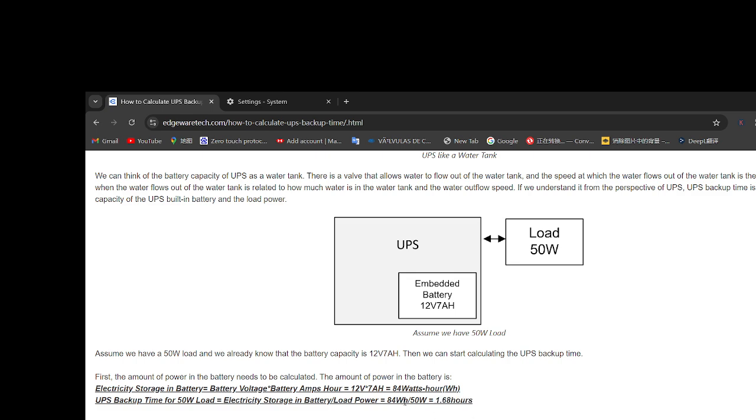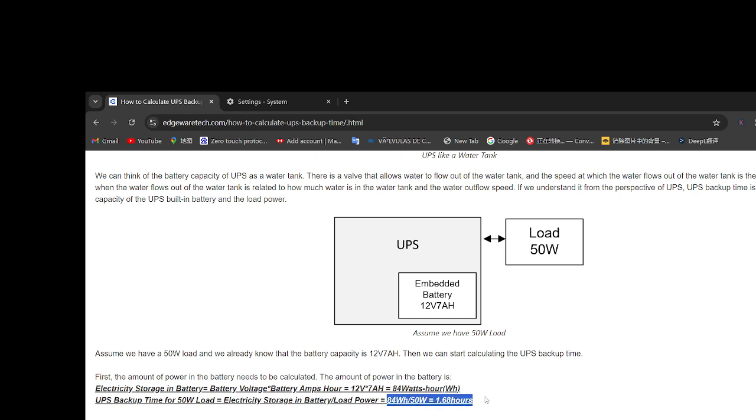Now you see that this number is not fixed. If I change the load, for example you connect another, not very heavy load, like a 25 watt load, then you get a bigger number. If you have a higher load, you get a smaller number. So eventually you get the UPS backup time.